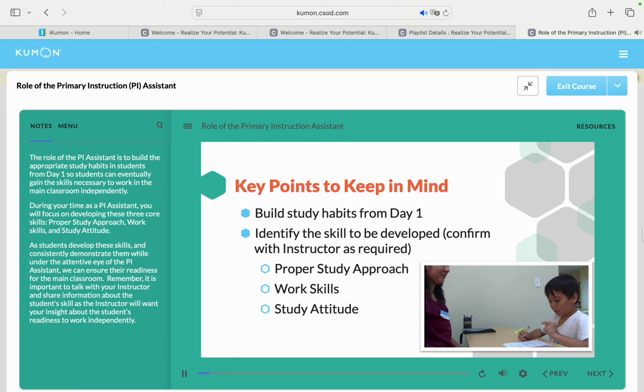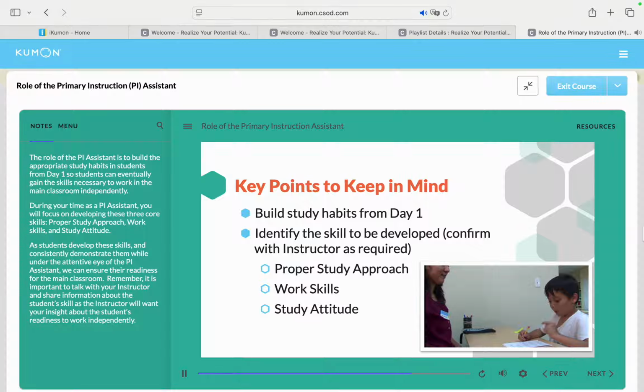The role of the PI assistant is to build the appropriate study habits in students from day one so students can eventually gain the skills necessary to work in the main classroom independently. During your time as a PI assistant, you will focus on developing these 3 core skills: proper study approach, work skills, and study attitude. As students develop these skills and consistently demonstrate them while under the attentive eye of the PI assistant, we can ensure their readiness for the main classroom.